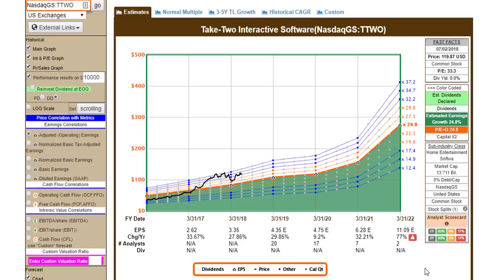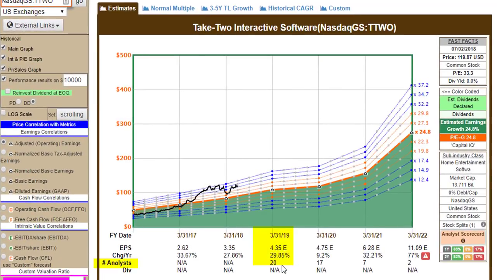Like I like to tell people, you can't invest in the past, you can only invest in the future. So there are 20 analysts that are forecasting growth of 29.85% for fiscal year ending in March of 2019, or the next fiscal year. Then there are 17 analysts that expect the following year to be 9.2%. Now, I suspect that has to do with launches of new products and so on that the company develops. But then there are 7 analysts that think it's going to grow at 30% rates again. And there are 2 analysts that think they're going to have a super year in 2022.